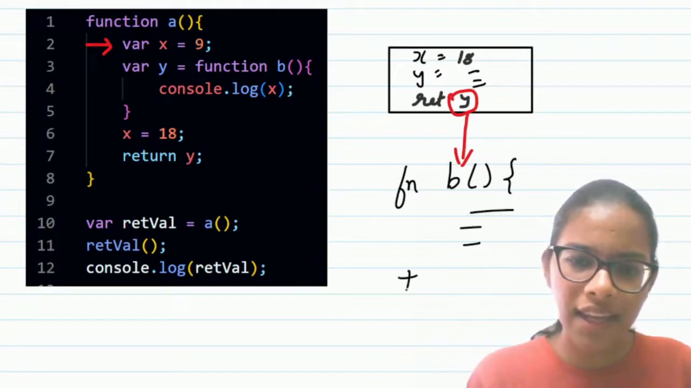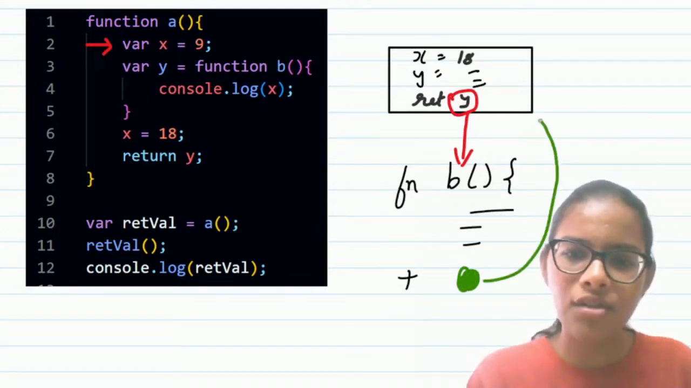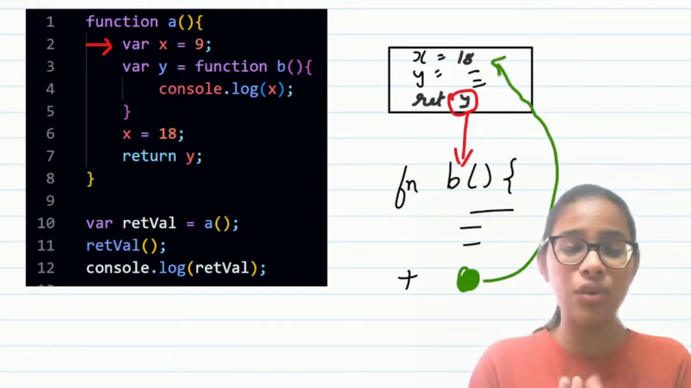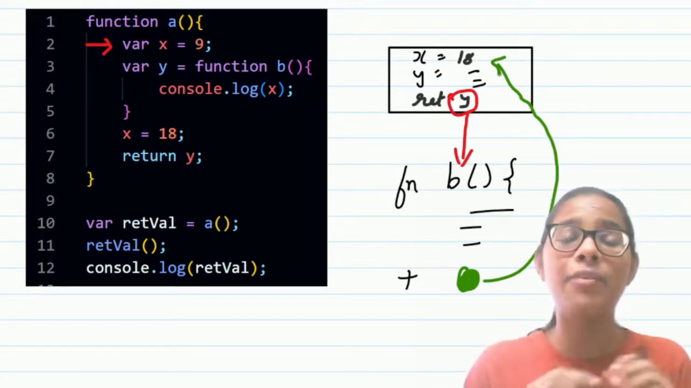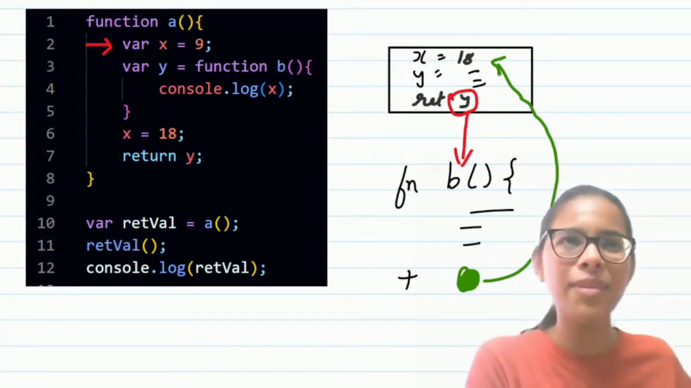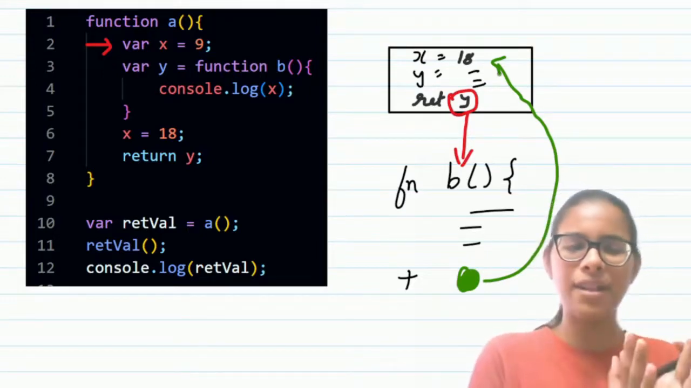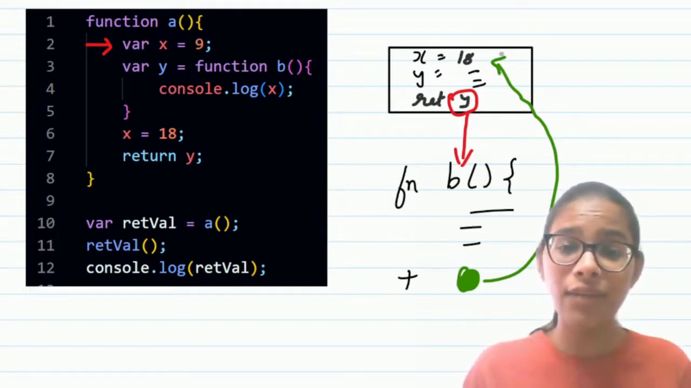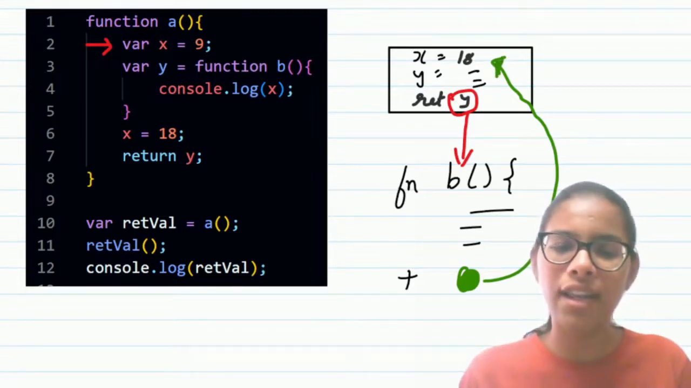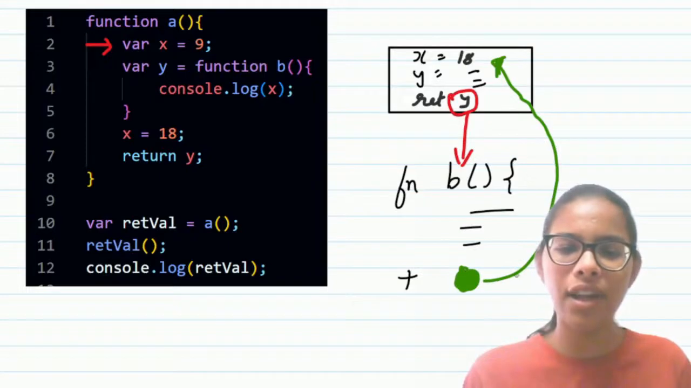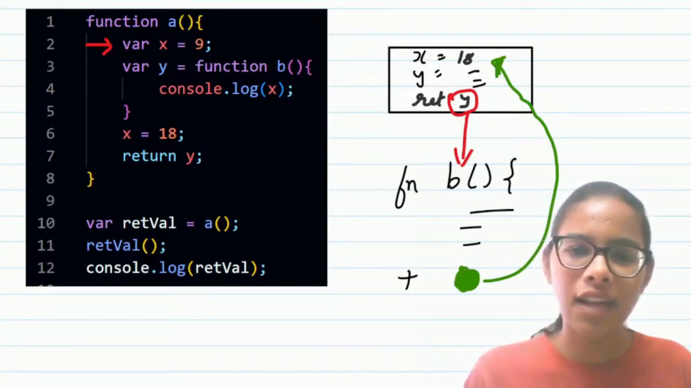Plus something else is returned, that is the reference to the memory of A. So the local storage of A isn't garbage collected. Normally, when a function ends, all the variables are garbage collected, meaning the memory is freed. But here we aren't freeing the memory; the values are still there. So it will have function v as well as its own lexical environment, which has the reference to x.